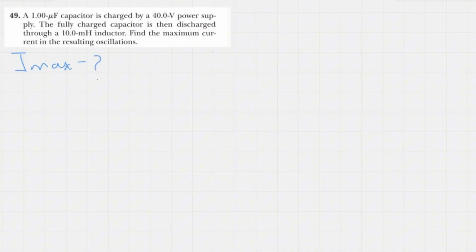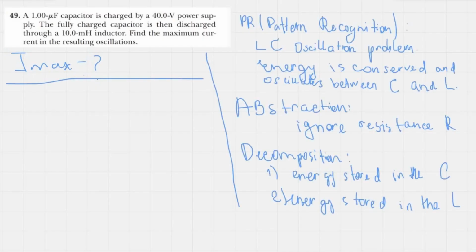First, I want to solve this problem using the PRADA structure. Let me write it all out: pattern recognition, abstraction, and decomposition. Then I will explain the problem step by step. Pattern recognition: this is an LC oscillation problem, and the energy is conserved and oscillates between the capacitor and the inductor. Abstraction: we ignore resistance because we assume the circuit is ideal, so there are no energy losses.